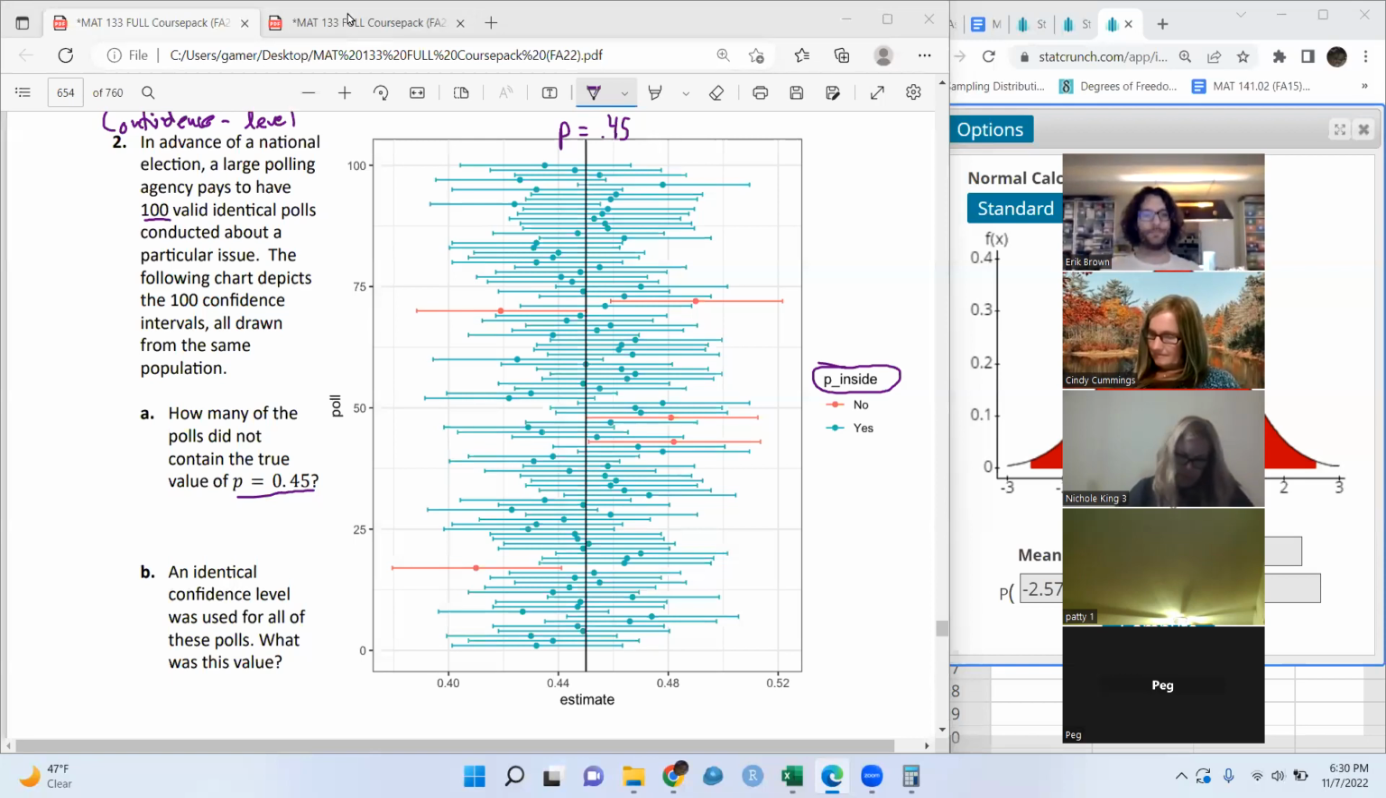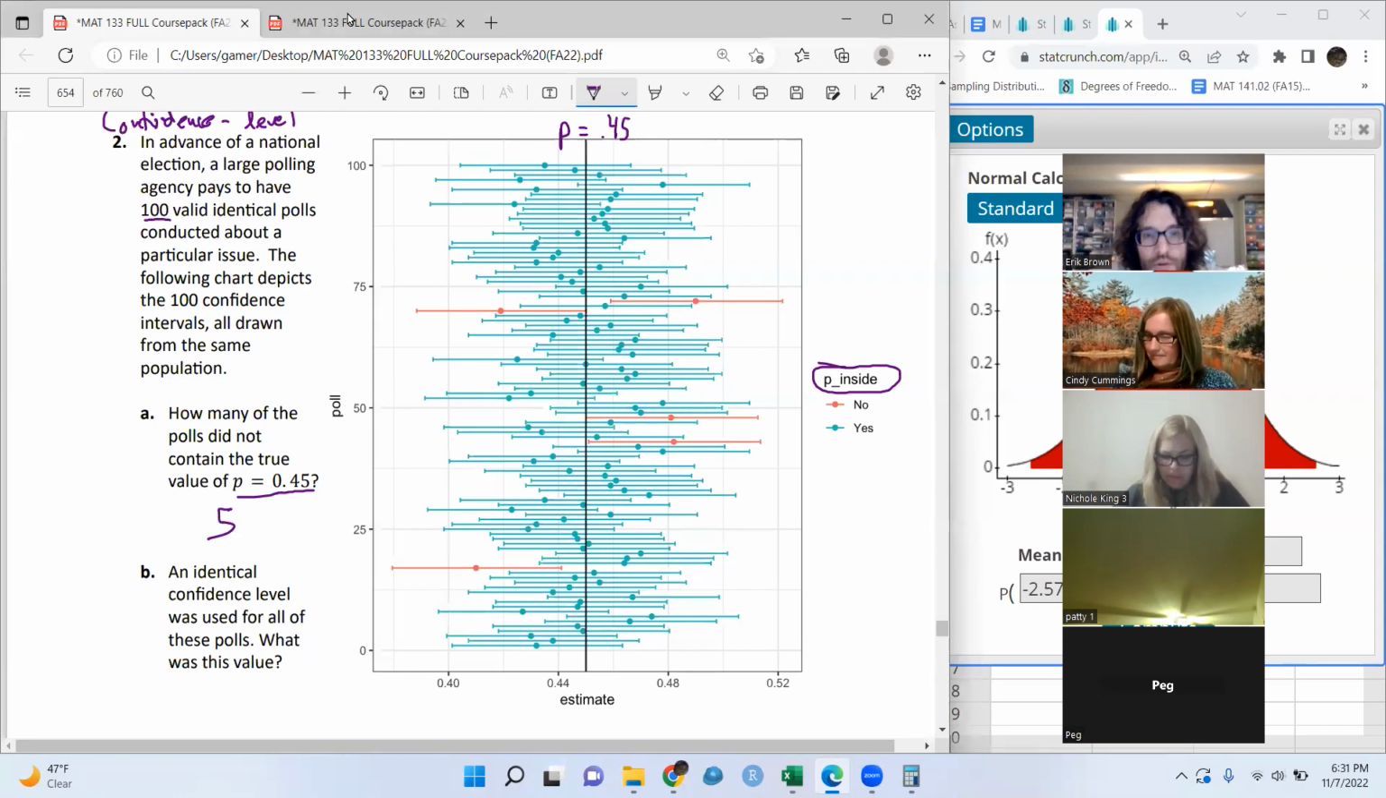Okay, that was 3 minutes. What'd y'all get? How many are outside or don't contain the true value? 5. Nailed it. By counting these: 1, 2, 3, 4, 5.